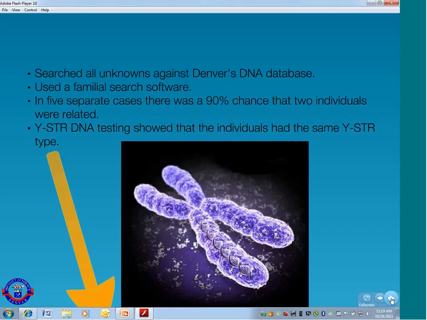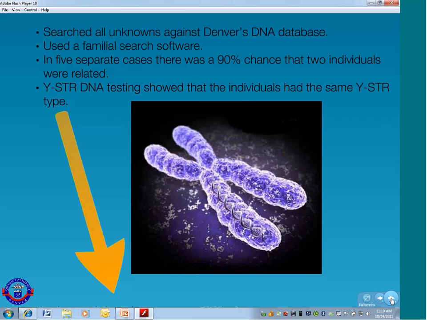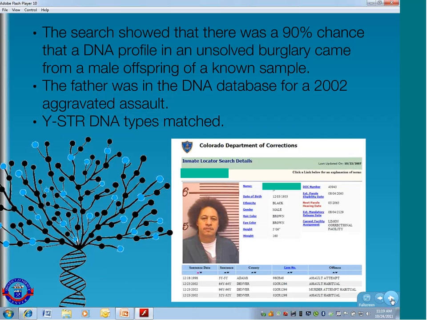When they're males, we use the Y-STR test. We test the profile from the crime scene as well as the profile from the database to see if they have the same Y-STR type. If they do, then we proceed with the investigation, give the name to the investigators. If we don't, that's the end of the lead, because if they don't have the same Y-STR type, then they aren't related males, either through their father or brothers. That same Y-STR has to be there.